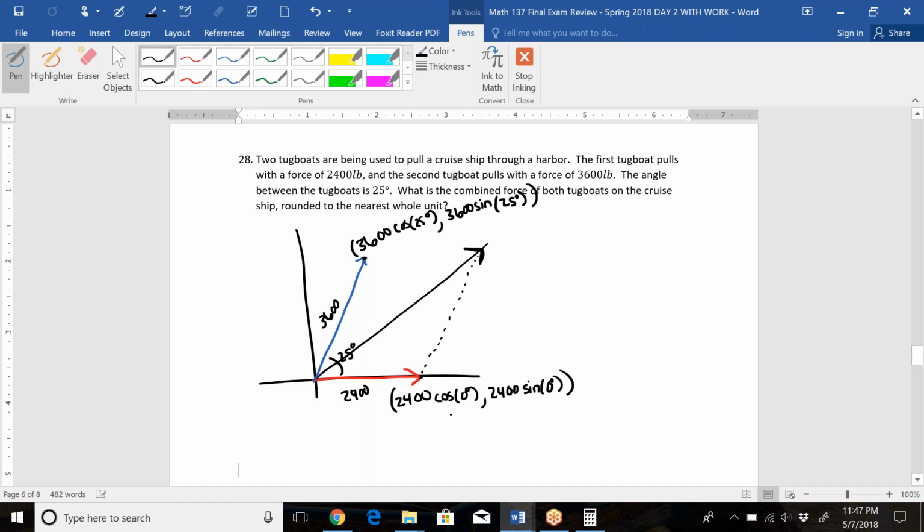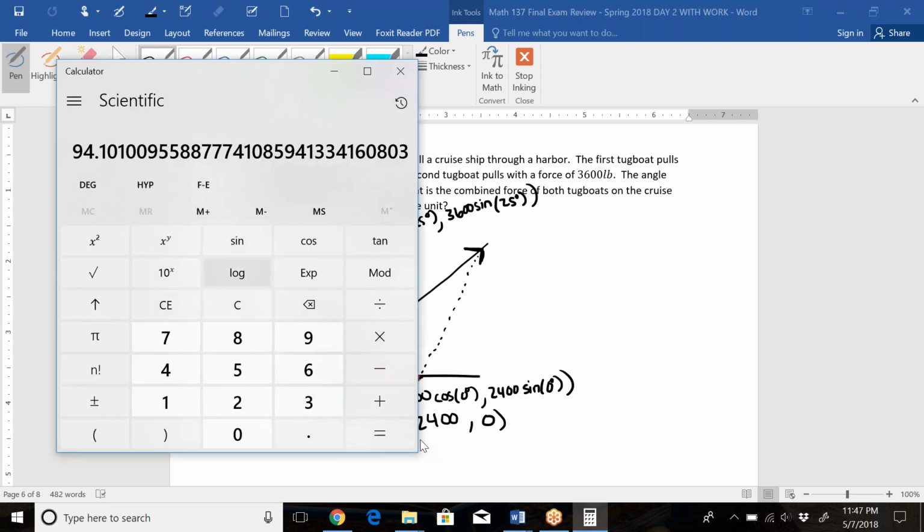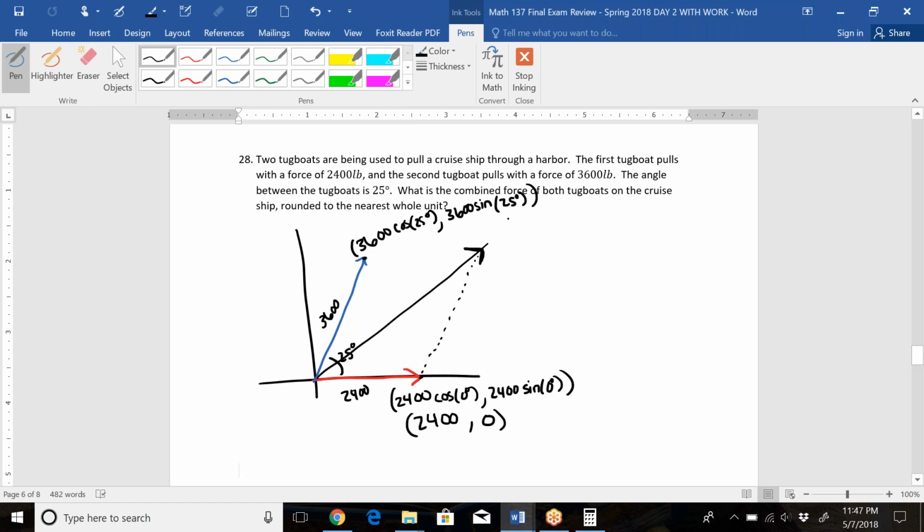So we want to find out what each of these is. Cosine of 0 is 1, because this is really the ordered pair, kind of like 1, 0. So this is going to be 2,400. Sine of 0 is 0, so that's going to be 0. And then we need to work this one out. So cosine of 25 times 3,600 is 3262.71.